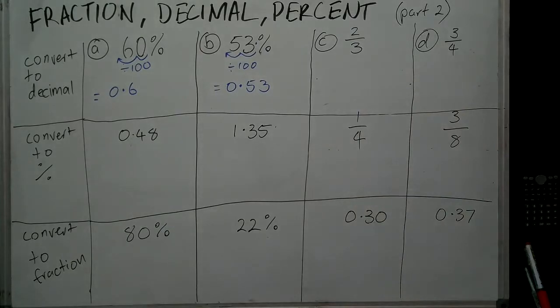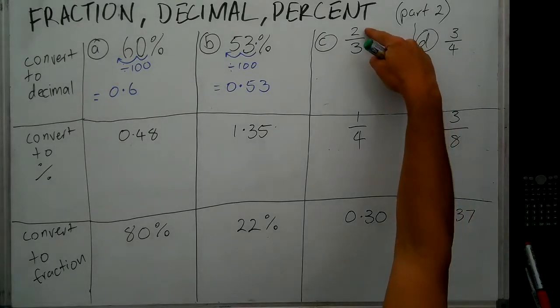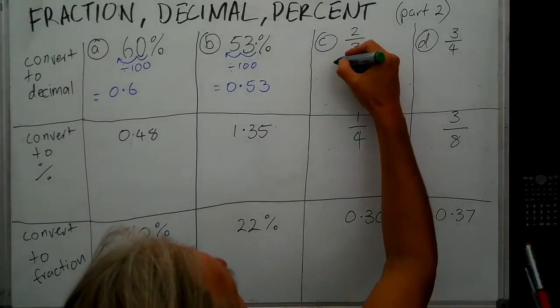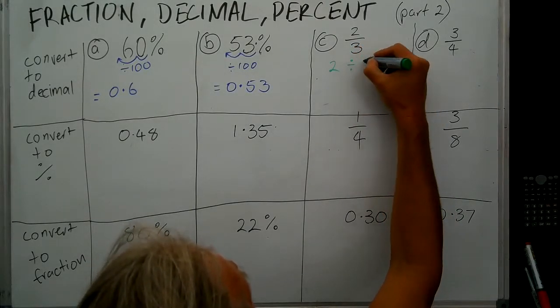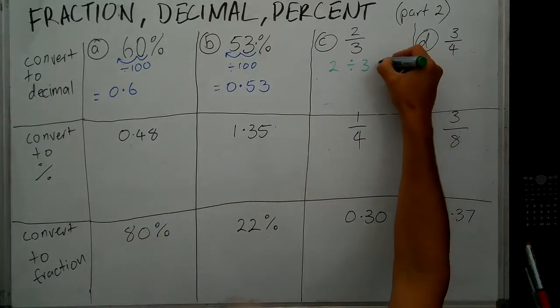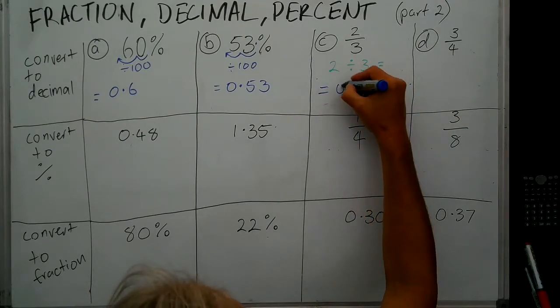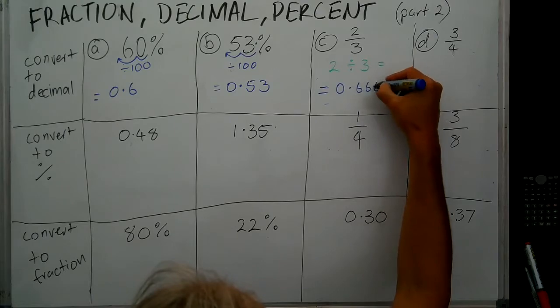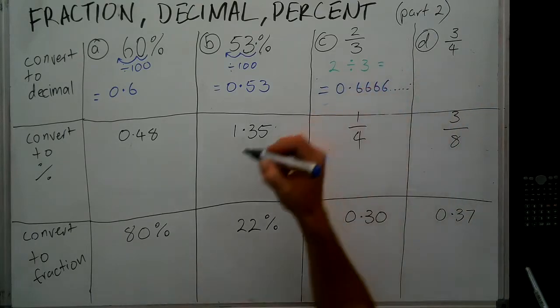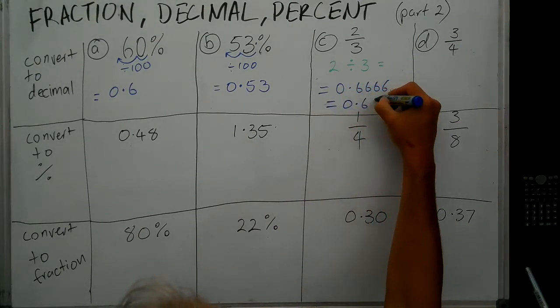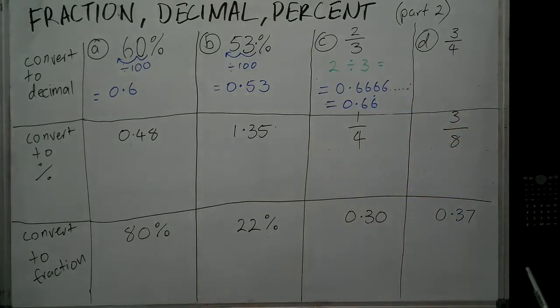Converting fractions to decimals is the one where we divide the top number by the bottom number. So just in green, I'm going to write what you would type in the calculator. 2 divided by 3 equals, and this equals 0.66. It keeps going. So I'm just going to write that as 0.66, and I'm going to put a little dot over it, which means the 6 recurs, it keeps going.